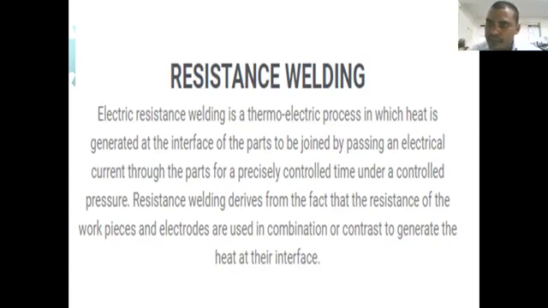I repeat again, in this welding a low voltage, typically 1 volt, and a very high current, it may be 15,000 ampere, is passed through the joint for a very short time. When we discuss the types of resistance welding, it may be seam welding, spot welding, or projection welding. In this method you can see a very high current is passed through the joint with a very short time.